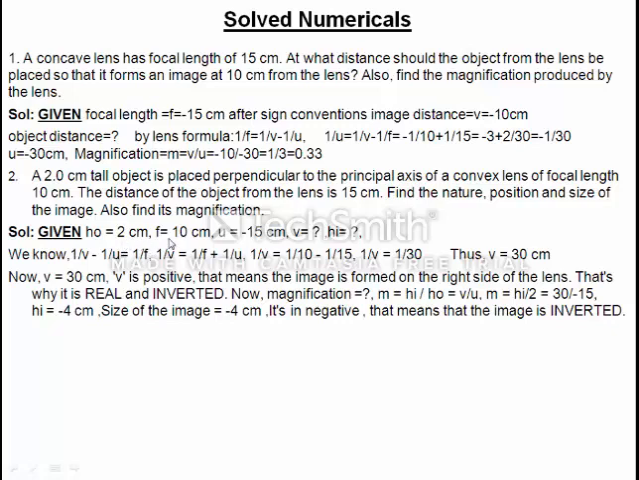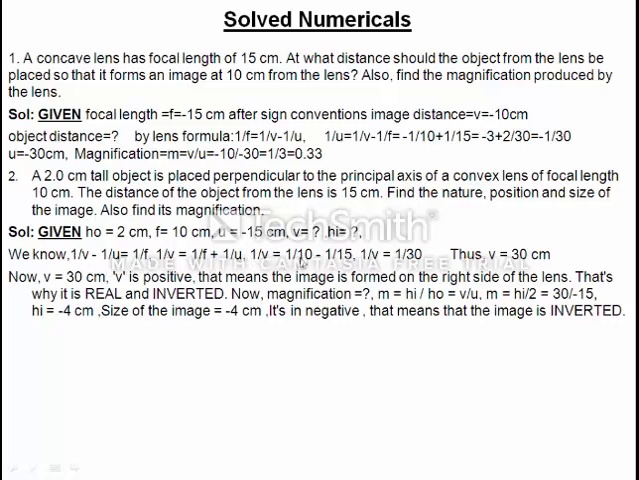So HO is given 2 centimeter, f 10 centimeter, u minus 15 centimeter. V has been asked, and since HO is given, you have to find HI, the height of the image. This has been asked. We know from the lens formula, 1 by v minus 1 by u is equal to 1 by f, or 1 by v is equal to 1 by f plus 1 by u.